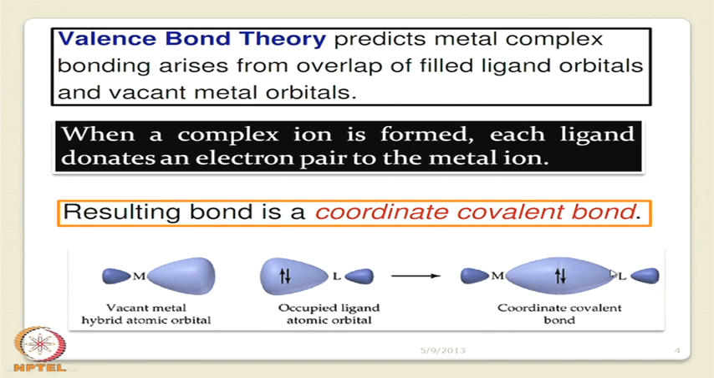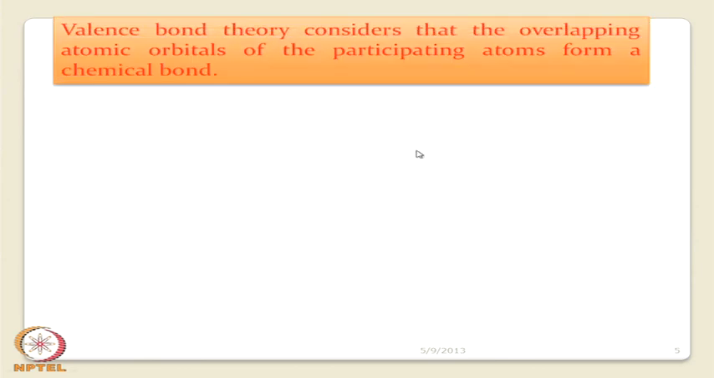So, the M-L bond will look like this, and both the electrons which are coming from the ligand L will now be localized between M and L. That means both the two electrons can now be controlled by the metal center as well as the ligand center, though they are coming entirely from the ligand only. So, this theory therefore considers that the overlapping atomic orbitals of the participating atoms form a chemical bond.